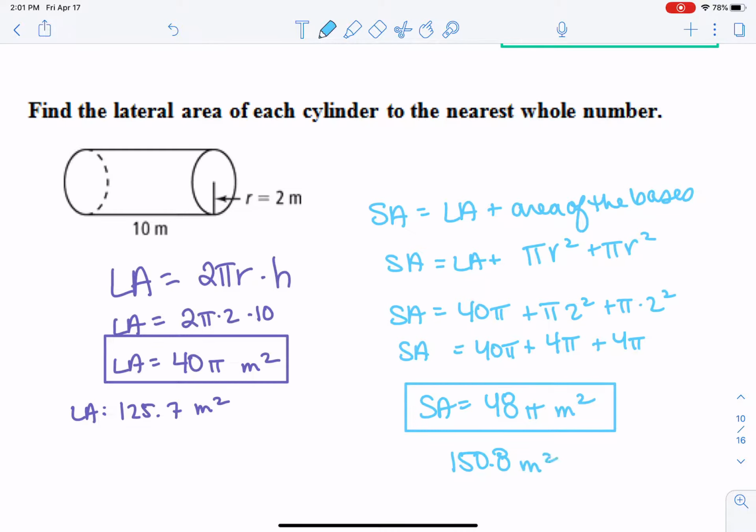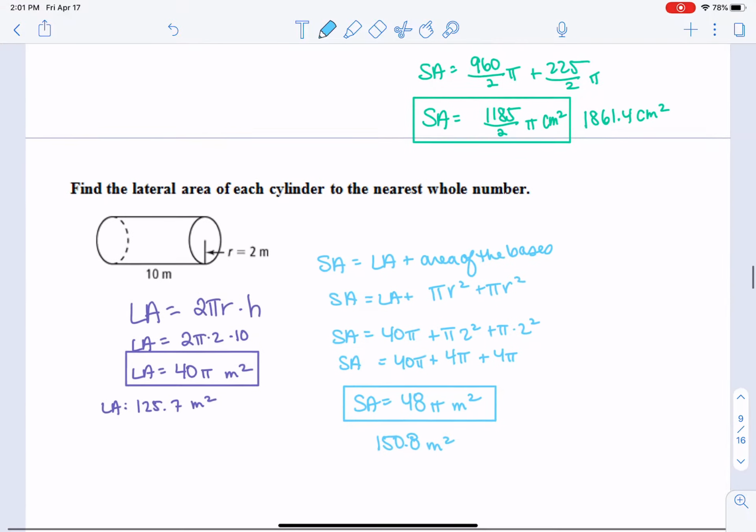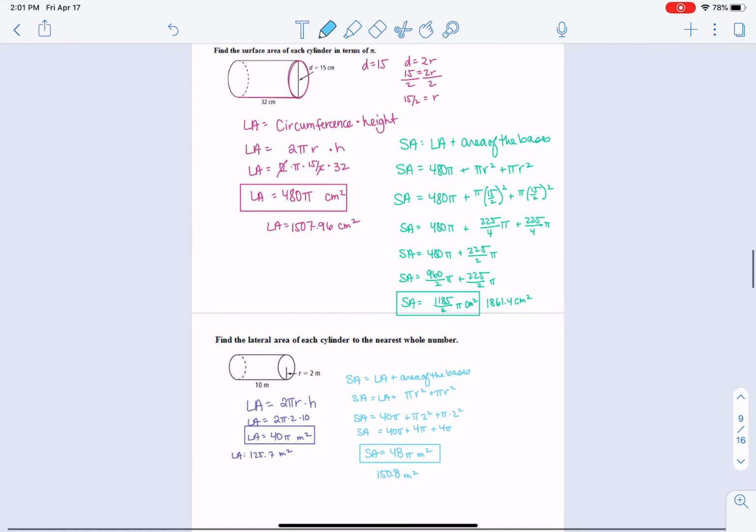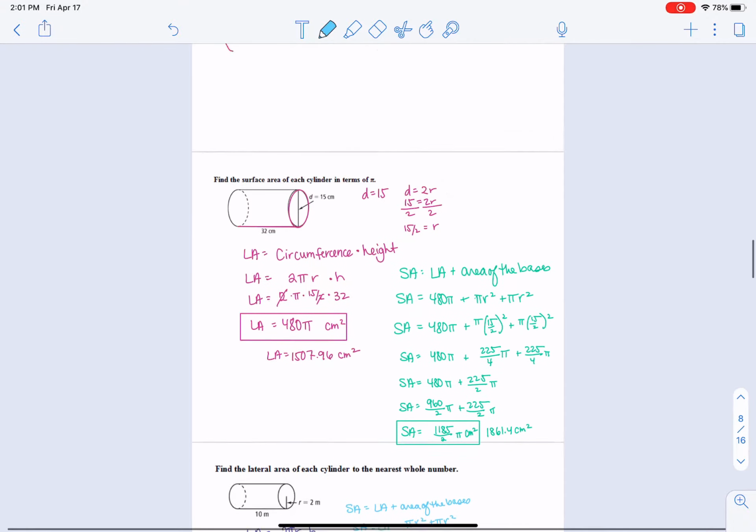150.8 meters squared. So this is how you can kind of find the area, surface area, how much material they're going to need for those canned goods. Let me know if you guys have any questions.